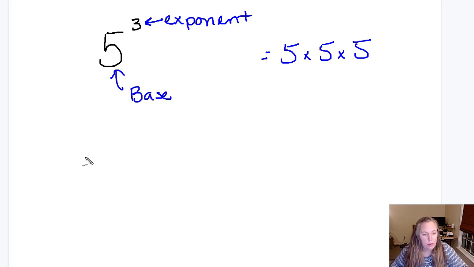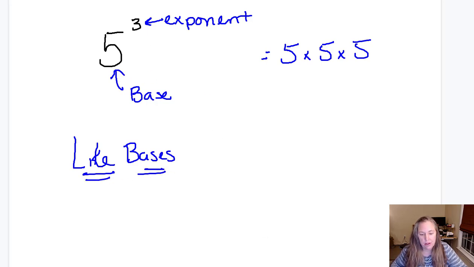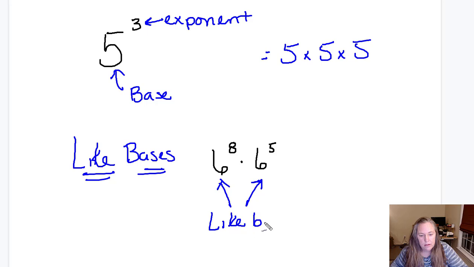So a lot of our rules are going to talk about like bases. And what that means is when you have two exponential expressions, like let's say 6 to the 8th times 6 to the 5th, we have like bases here because they're both 6s. Because the 6s are both bases and they are the same number. So like bases. Okay, so I'm going to erase this.